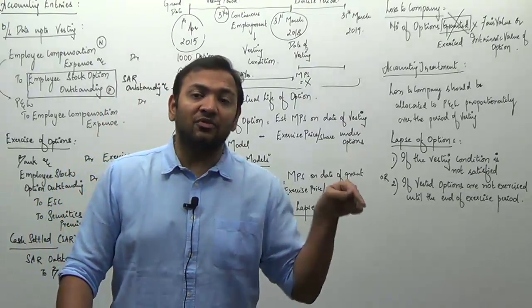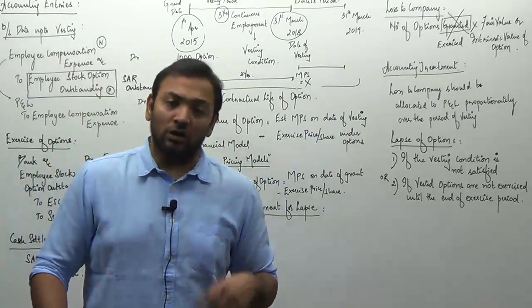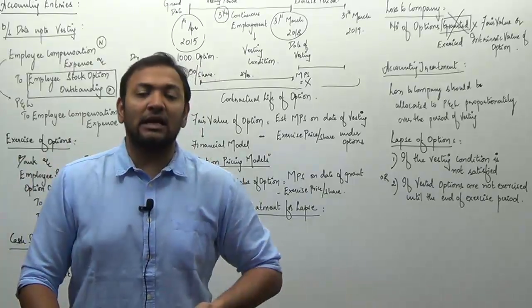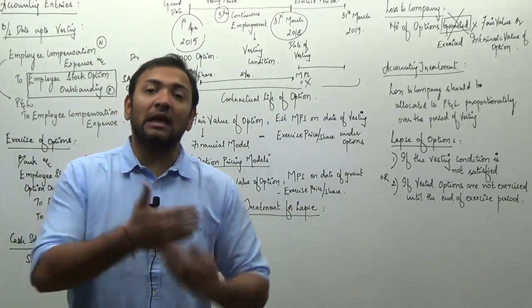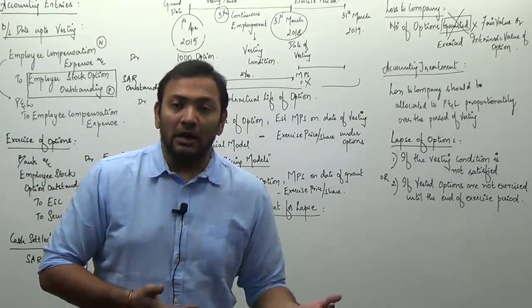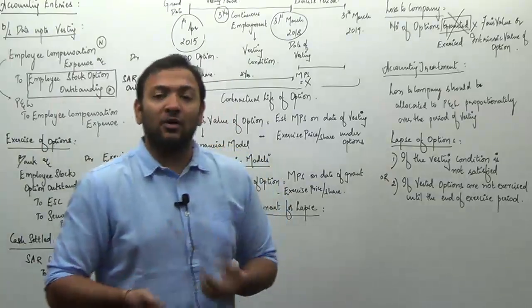How much did you provide in the first year? In the first year I did not know about the lapse, so I provided the entire 2000. So in the second year I will provide only the balance 1200. I will keep revising the provision based on it. That is what we normally do for any provision.